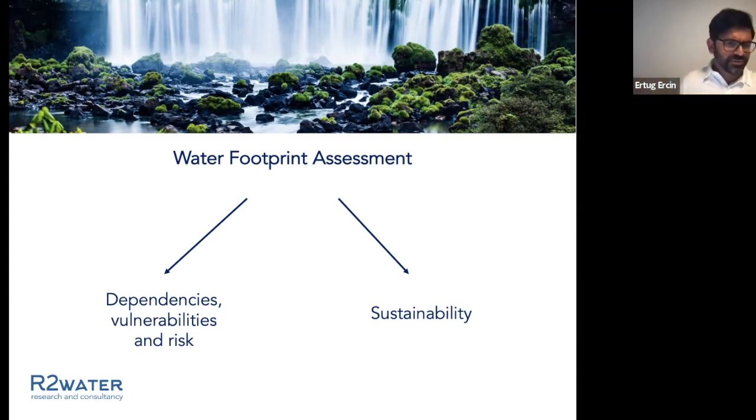On the left side is your vulnerability and risk, because you're water dependent. But on the other side, you're impacting that water. It's the same thing, but how you phrase it is different. Sustainability is the key concept that many companies we work with produce for the outside world where they communicate. When they look at the internal work, they're more interested in the dependencies, the vulnerabilities, and the risk, the financial cost, and everything.